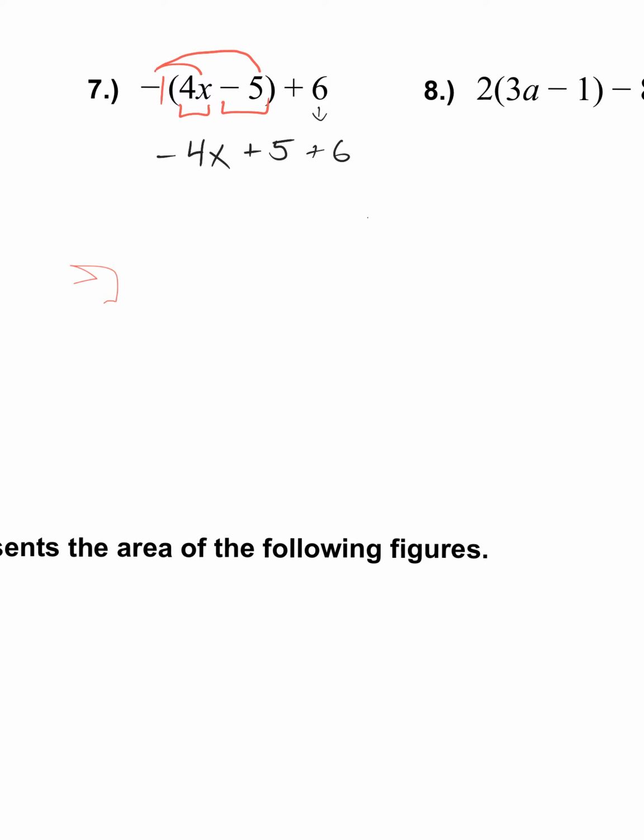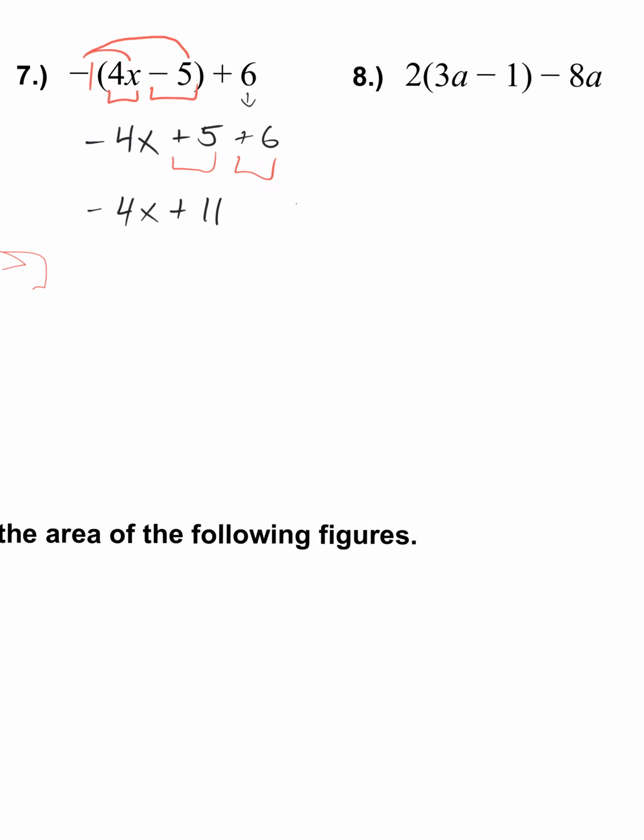Last step here, if we want a final simplified expression, we need to make sure all of our like terms are combined. At the end, we have a positive 5 and a positive 6. We can add 5 and 6 there, combine those like terms to simplify this expression a little bit more. Adding 5 and 6 gives us a positive 11. And we can bring down our negative 4x. And then our expression is finally simplified completely. We've gotten rid of all the parentheses, and we've combined all like terms.